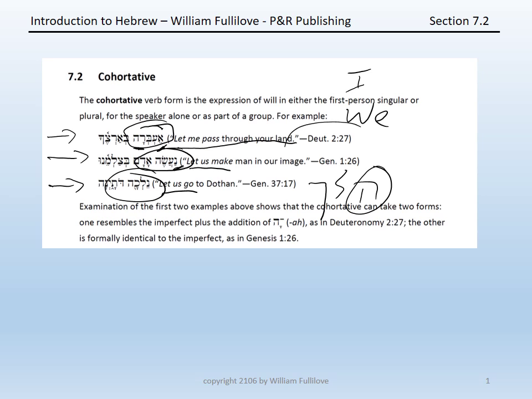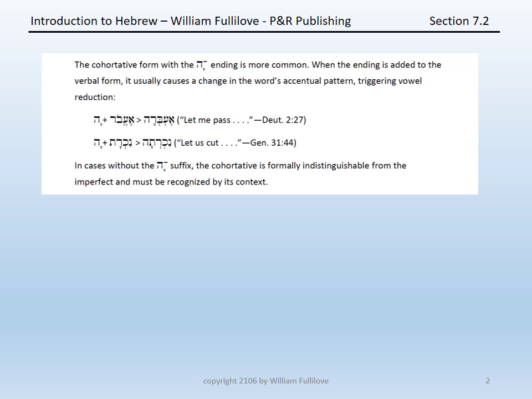If you look at these first two examples from Deuteronomy 2 and Genesis 1, you will note that there are two different forms of a cohortative. A cohortative can either look like the imperfect plus the addition of a as a suffix, or it can look exactly like the imperfect. The cohortative form that ends in the a sound is more common.